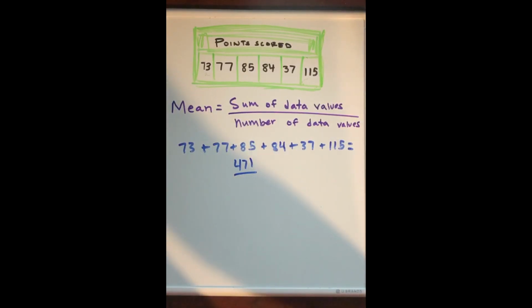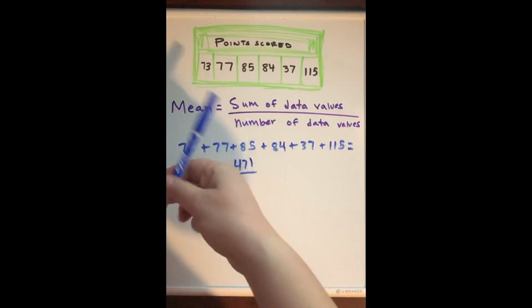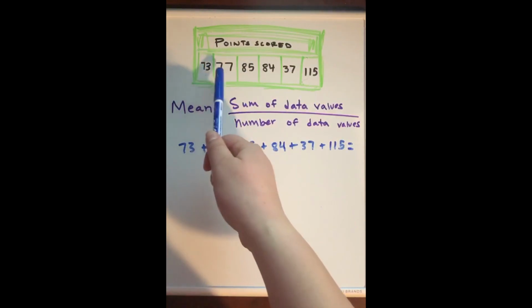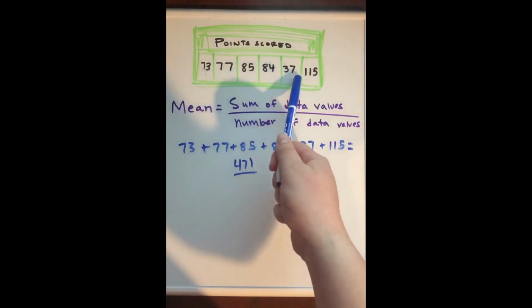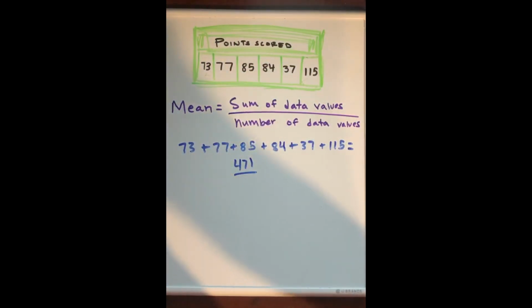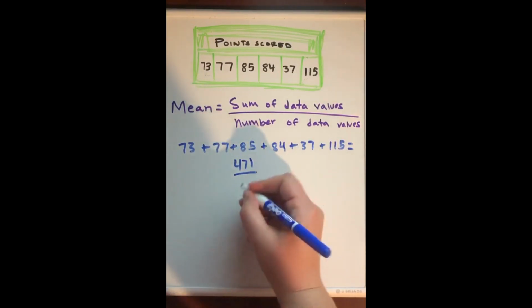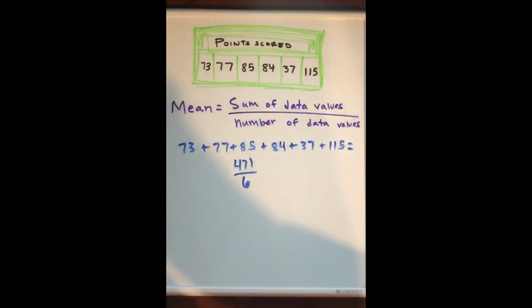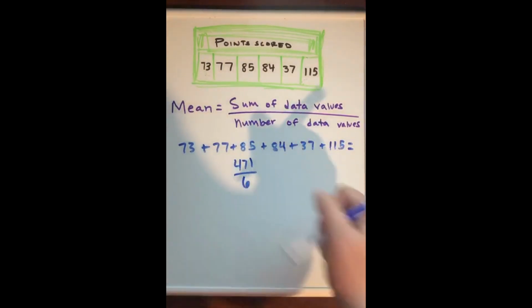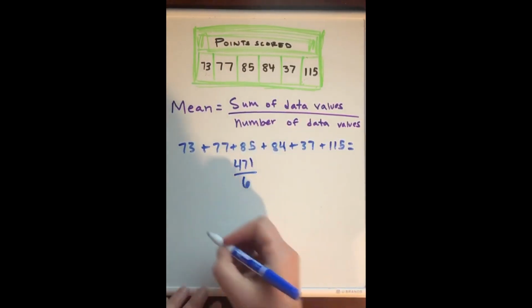Now we need to see what the number of data values is. We can go to our chart here and we see that there's 1, 2, 3, 4, 5, 6. All right, we have 6 data values. So I'm going to go ahead and put that down there as our denominator. So we have 471 divided by 6.